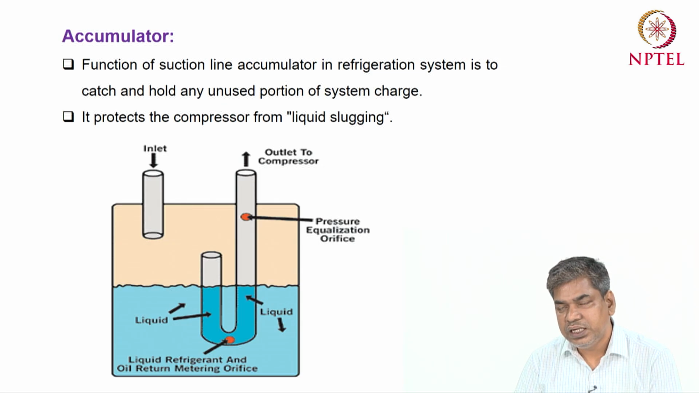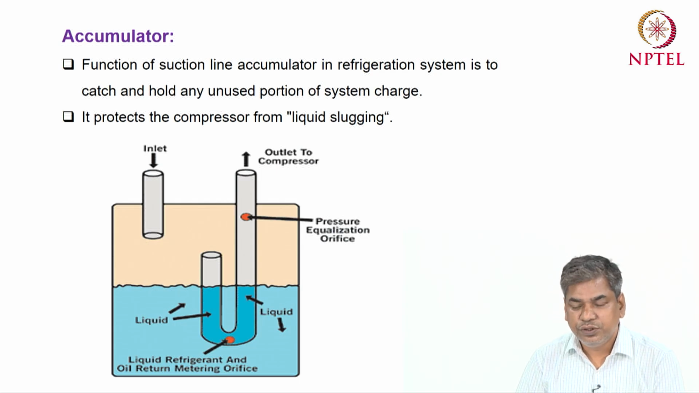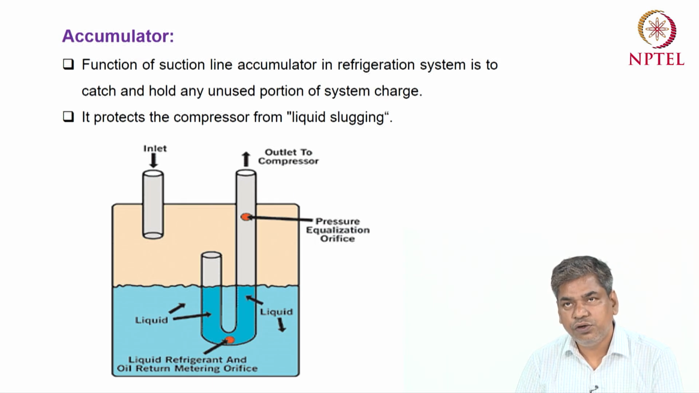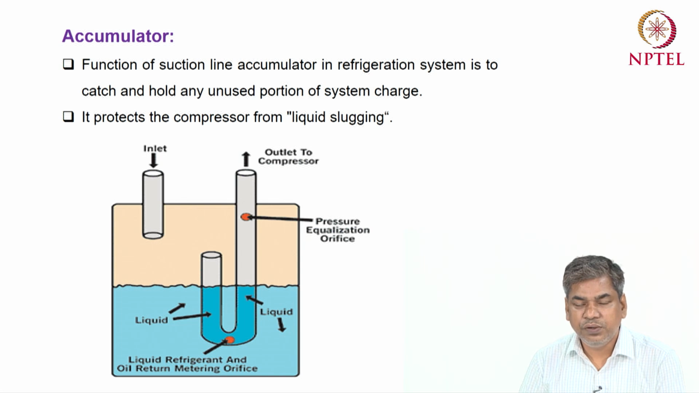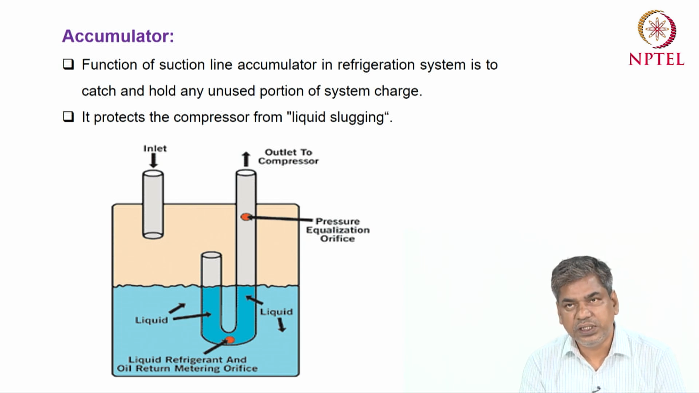So the extra liquid will be stored in this case, and if the outlet condition is superheated, the liquid refrigerant will evaporate and be mixed with that, so that more refrigerant goes into the compressor. This accumulator also stores the unused portion of the charge during low load conditions, and for high load conditions it is used again for the refrigeration application. Okay.